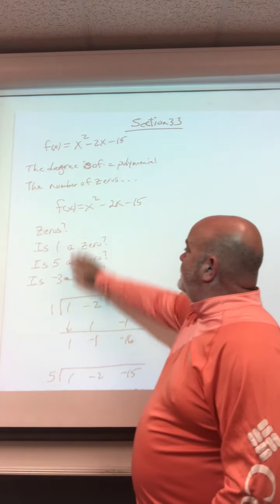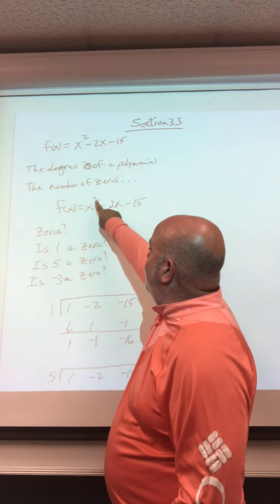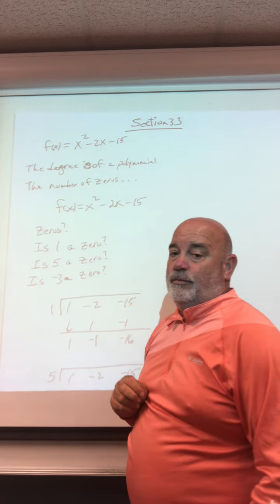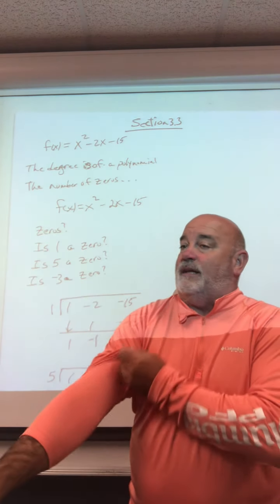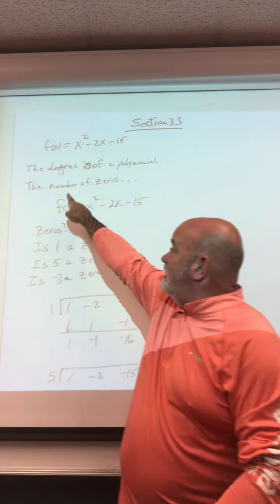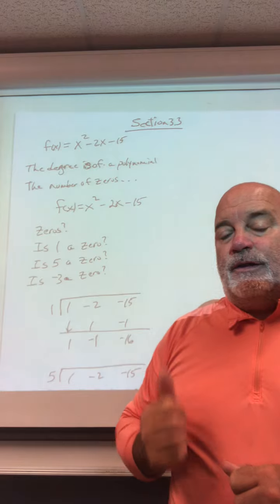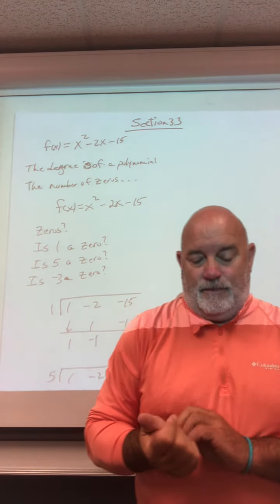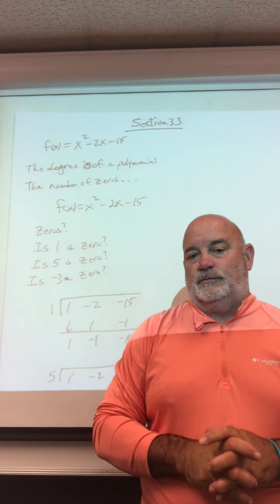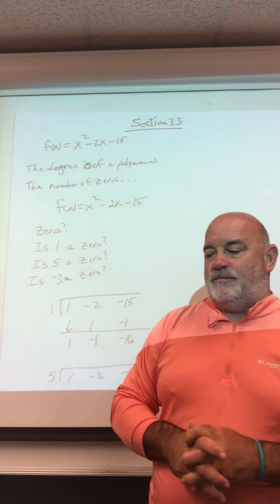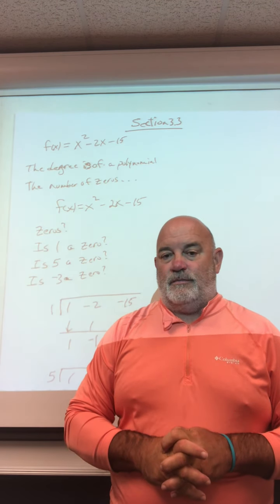So, if I was to ask you right here, what degree is this polynomial function? The degree is 2. Now, what's the significance in the degree? What's the big deal about the degree? Take down this next note. The degree of a polynomial function determines the number of zeros it has.